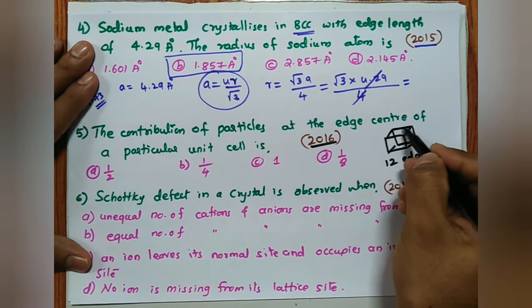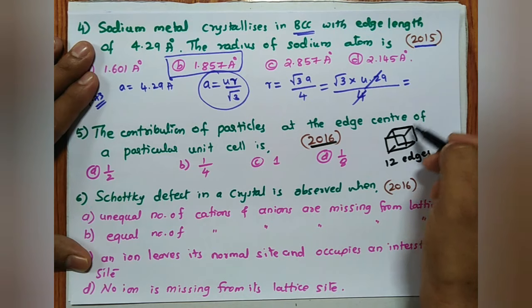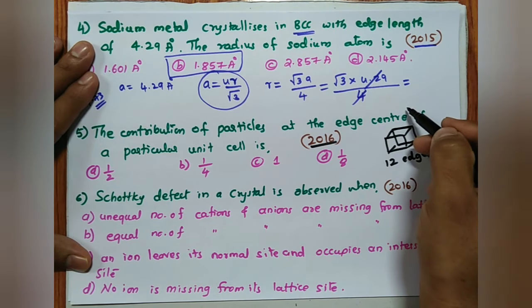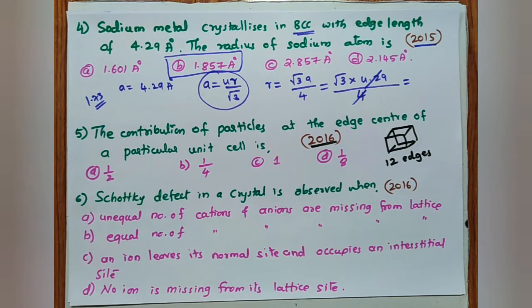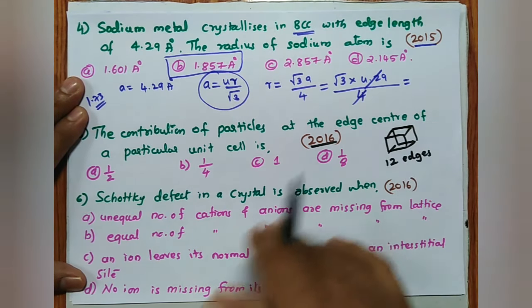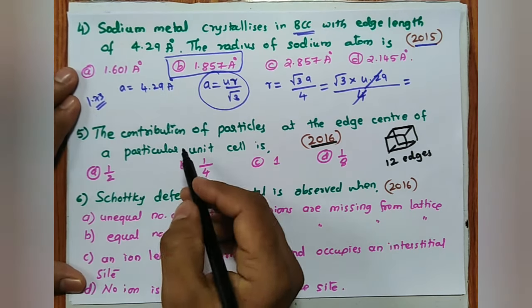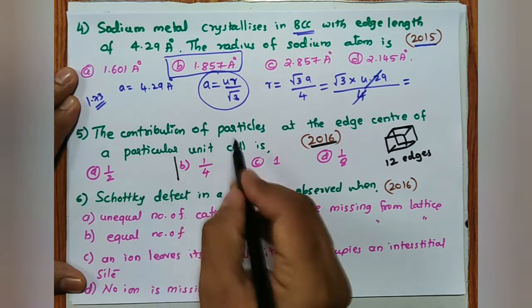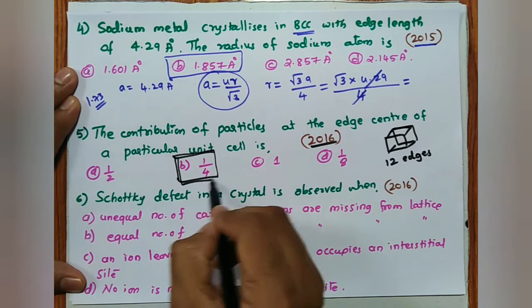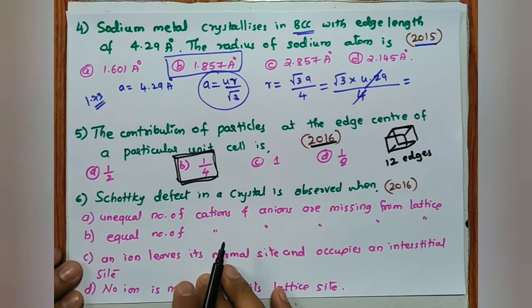Each edge, remember, can form 4 unit cells. This is one, and adjacent to this, above this and above that, adjacent of this. So 12 edges, and each edge is shared by 4 unit cells. Hence the contribution for the edge center is 1 by 4. Remember, 1 by 4.